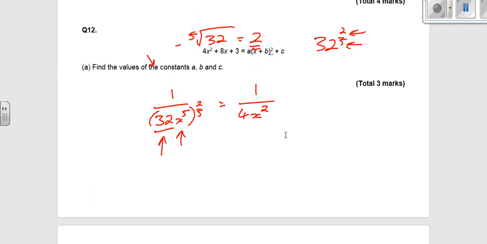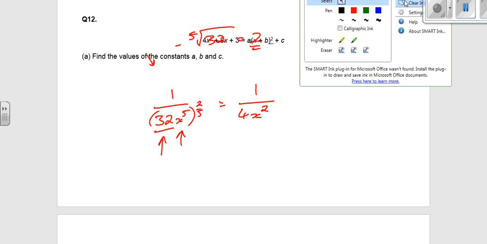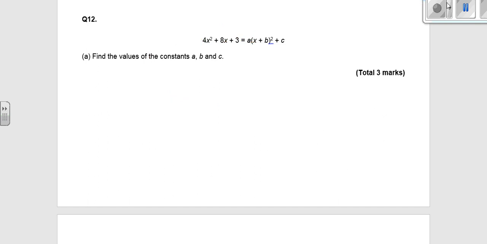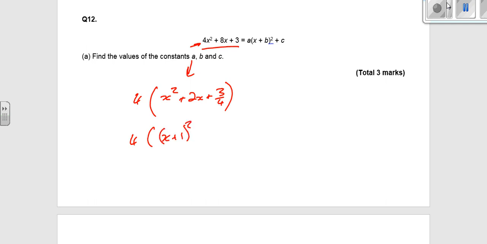Now, question 12, our final question. We have to complete the square with this one. So whenever I complete the square, the first thing I do is I get rid of the number in front of the x squared. So I bring it out to the front and divide everything through by 4. So that's going to be x squared plus 2x plus 3/4. And I keep the 4 on the outside and I complete the square from what's inside. So that's going to be x plus 1 squared. And then I take away whatever this is squared. So take away 1, then plus 3/4.